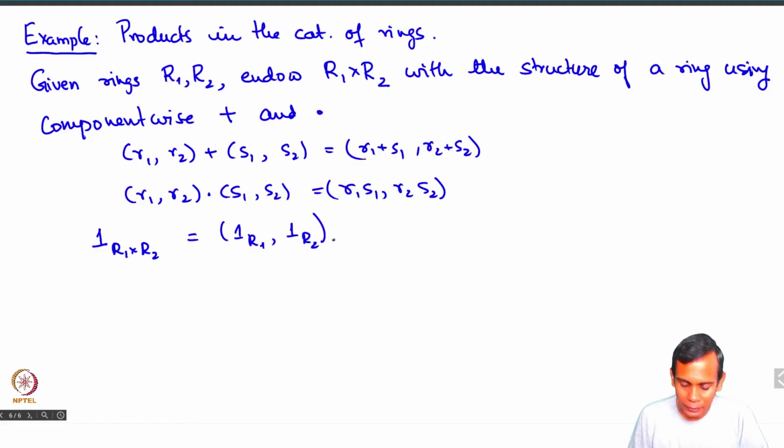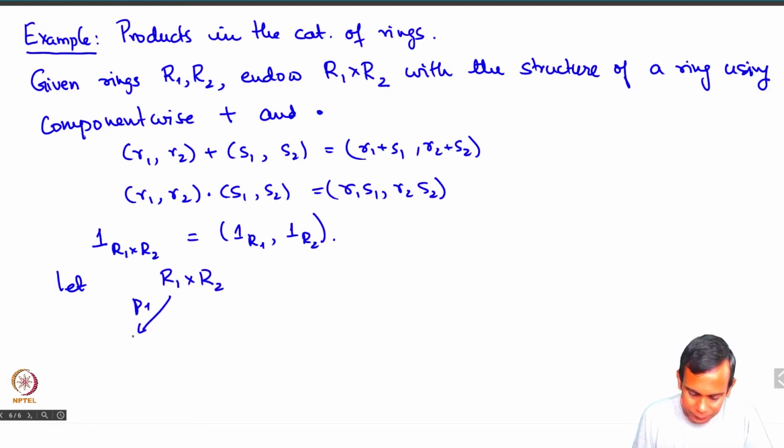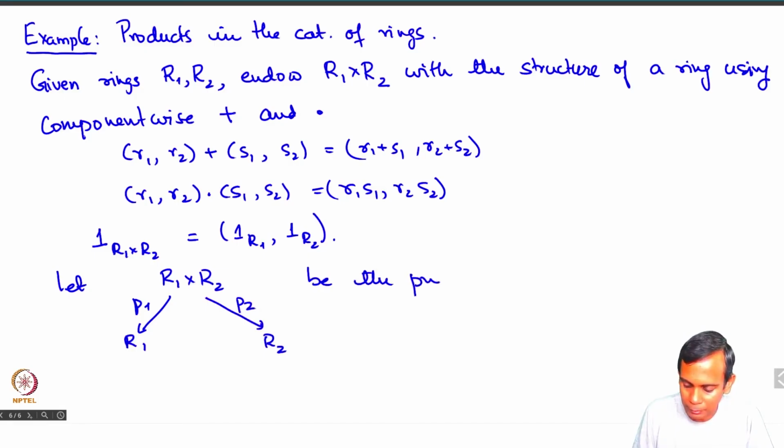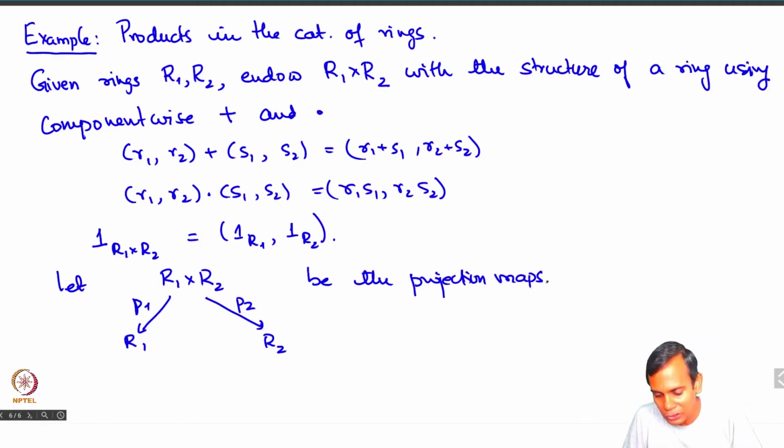So you can check that all the axioms for a ring are satisfied by this product structure on R1 cross R2. And you have the projection maps, the set theoretic projection maps P1 and P2. So let's draw it like this. Always prefer diagrams while doing category theory. It's easier to see what's happening. And those you can easily check are ring homomorphisms because addition and multiplication are defined component wise, and because the unit of R1 cross R2 has each component the unit of R1 and the unit of R2.